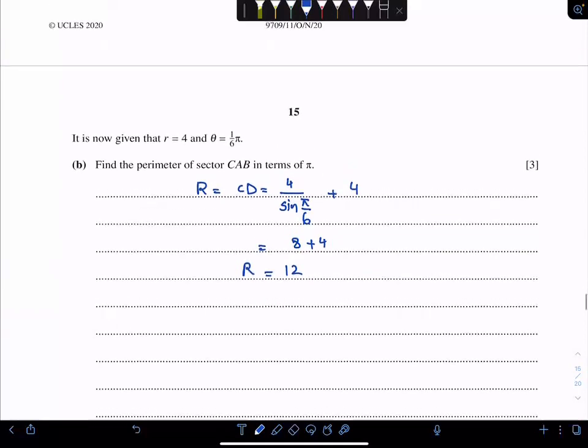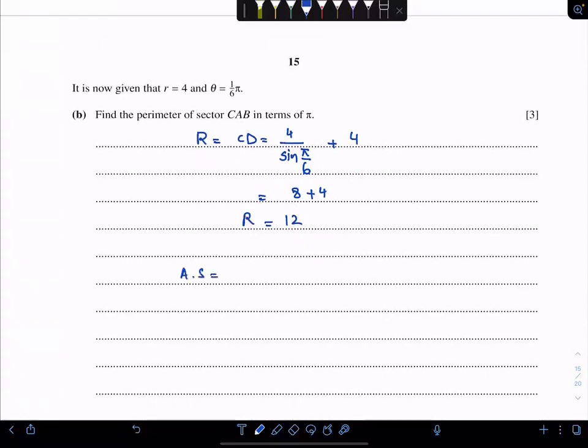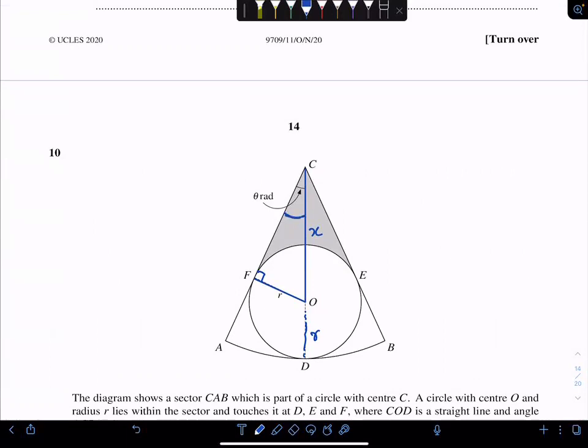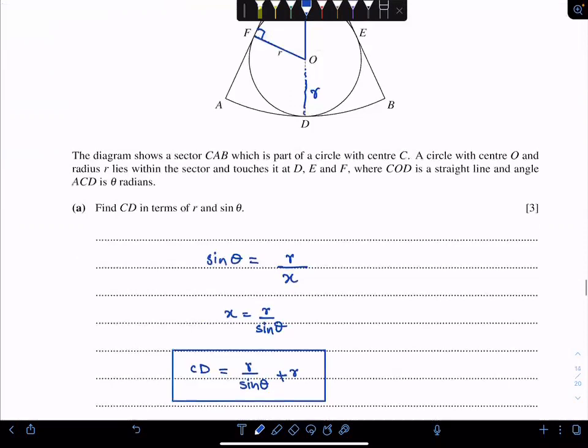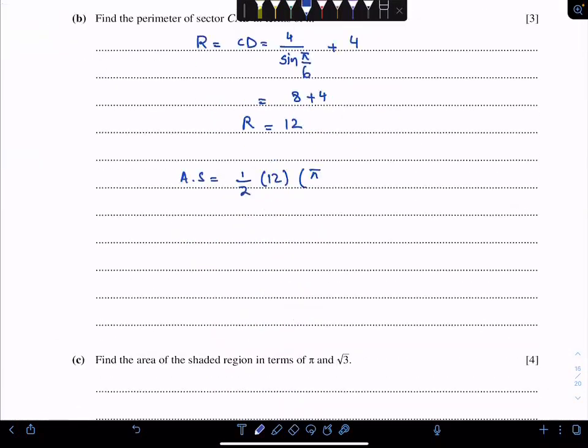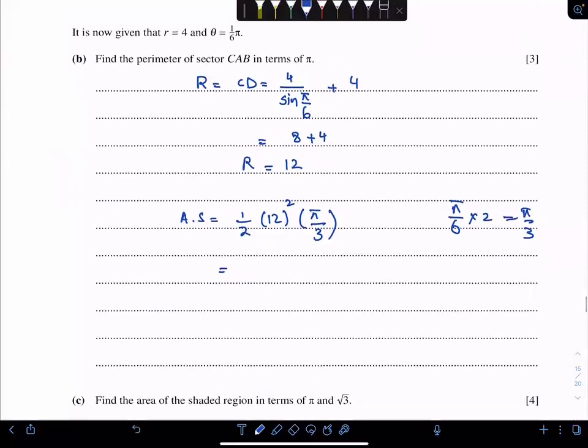Then the area of sector is equal to 1/2 R square into theta. Theta is 5/6, which is just this half angle. We have to find the perimeter of CAB, the whole thing. For AB, we have to use 2 theta, so it becomes 5/3 because 5/6 into 2 is 5/3. 12 square is 144, 72, 72 into 3, 24. Oh, he asked for perimeter, I found the area of the sector.